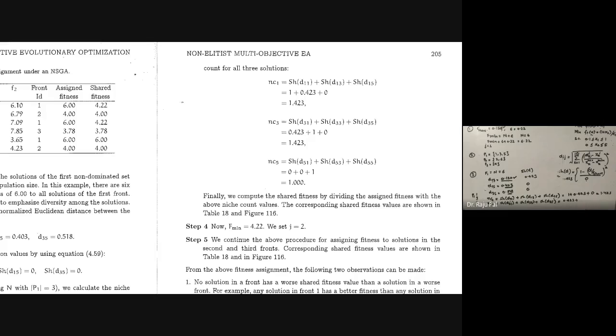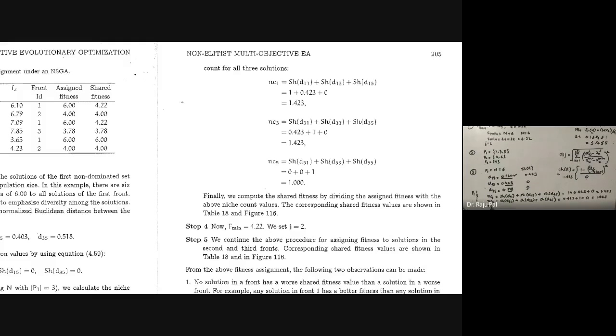So we can write 0.423. Now the second is 3 to 3, which is 1, plus 3 to 5, which is 0. We have already calculated that 3 to 5 is 0. So when we add it, for 3 it is 1.423. For solution number 3, the niche count is 1.423. Similarly, for another solution, solution number 5, we need to calculate it too.